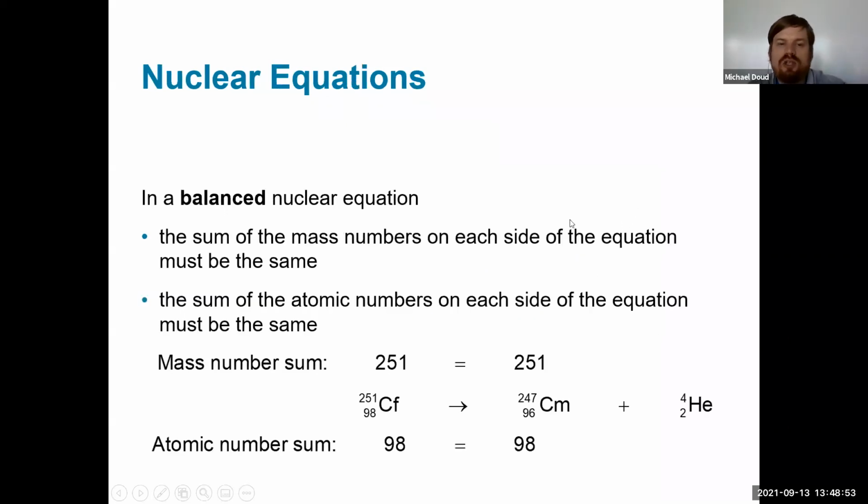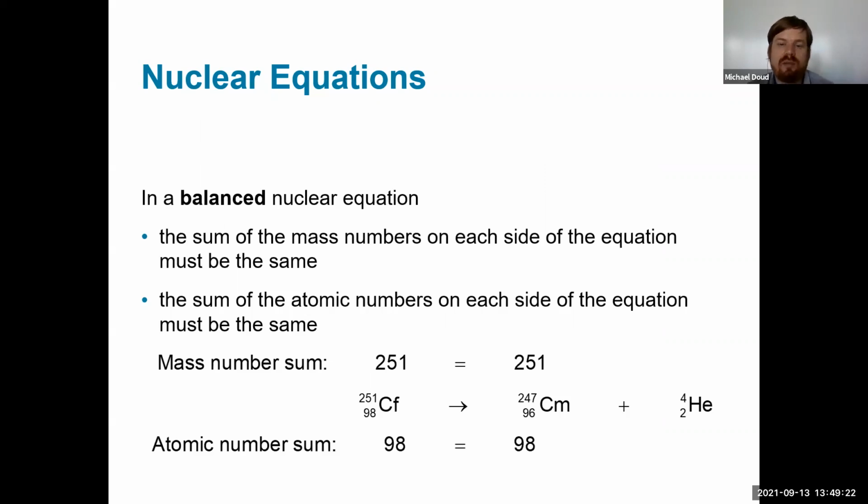Now, a balanced nuclear equation should have the following. The sum of the mass numbers on each side of the equation has to be the same. For example, if you start with californium-251 and you end up at curium-247, you have to balance that with an alpha particle, which has a mass number of 4. So 4 plus 247 equals 251. That has to be the case no matter what type of equation you're looking at.